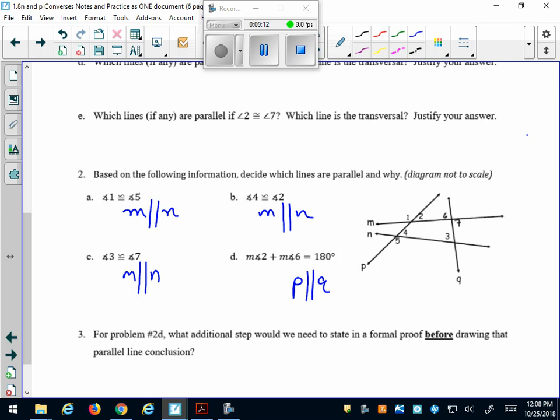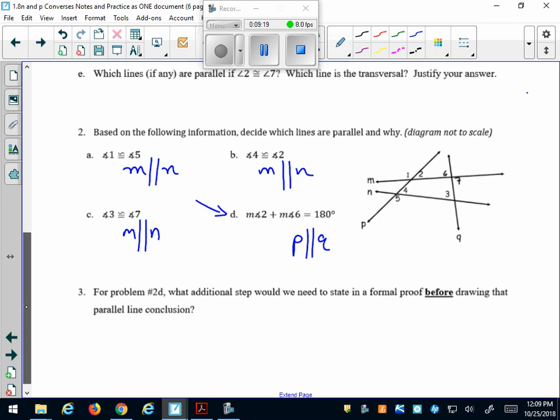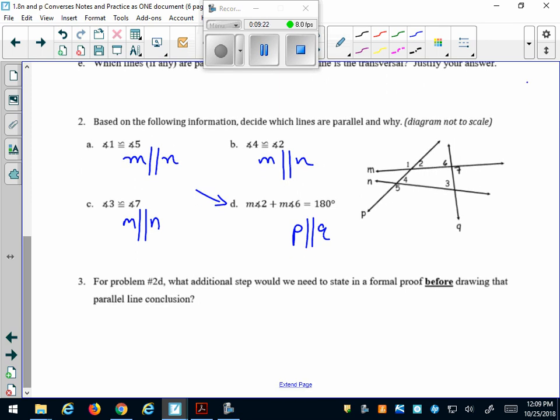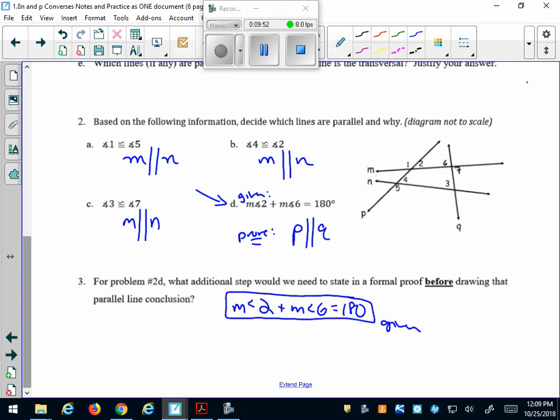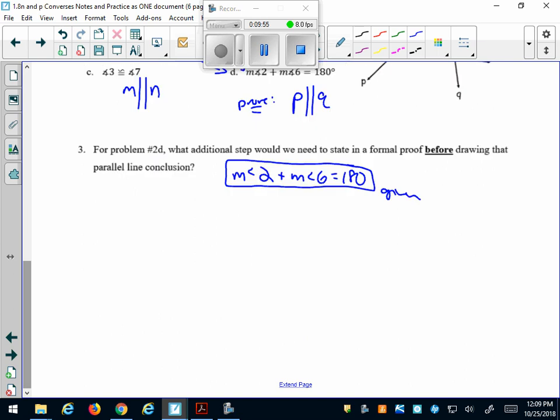Okay, so if we take that one, 2D, and we think about this as being what we're trying to prove, let's say we're given this, and we're trying to prove this, right? So we're given that measure of angle 2 plus the measure of angle 6 equals 180. This we know, let's say that's given. And we want to prove that P is parallel to Q?